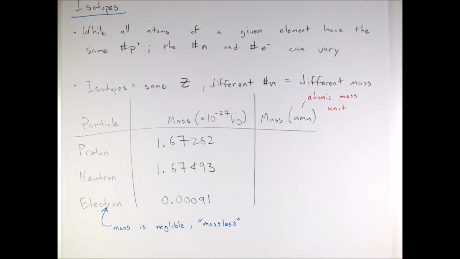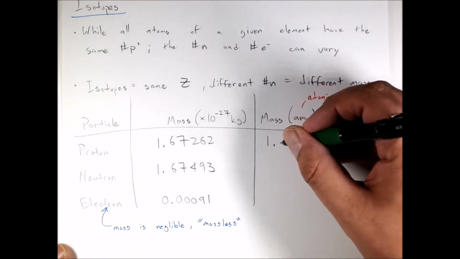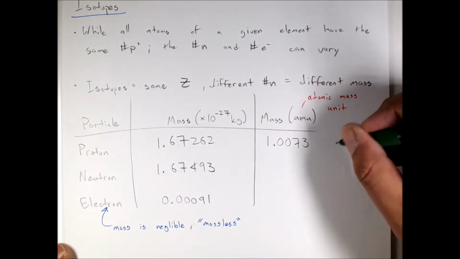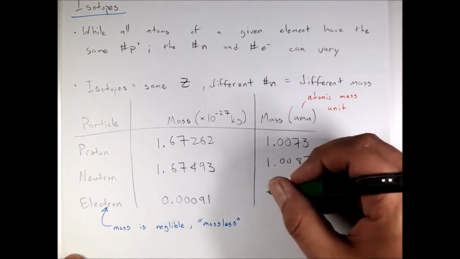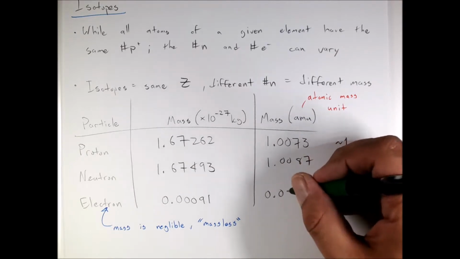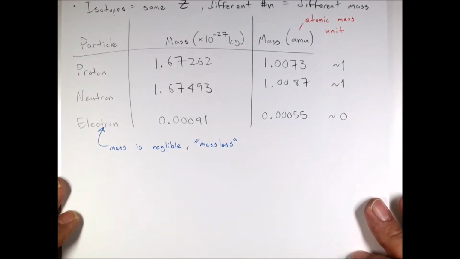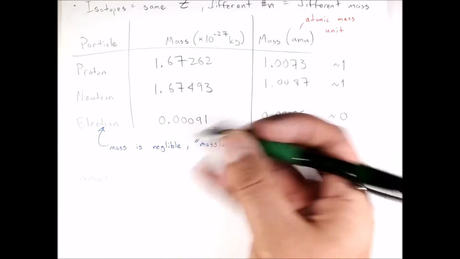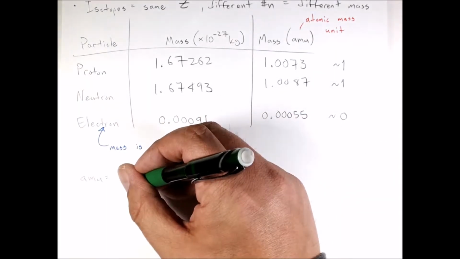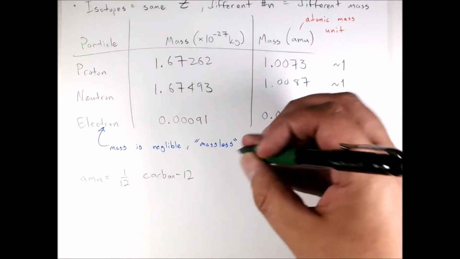Alright, and we have these AMU units. It works out where the mass in AMU for both the proton and the neutron are about 1. So approximately 1. And then these are very, very small, and we say that's essentially 0. So in general, we say that in AMU, this is defined to be exactly 1/12 of a carbon-12 atom.